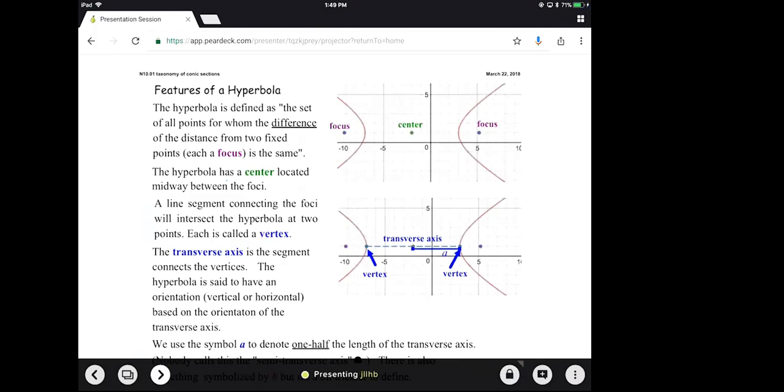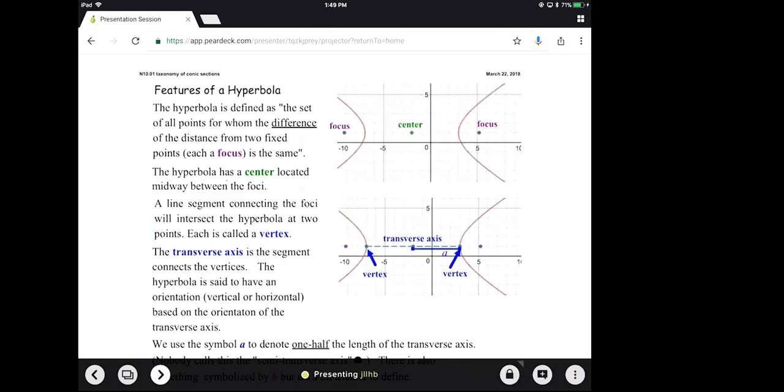Again, it has a center, which is halfway between the foci. And then the line segment, this gets a little strange. The line segment connecting the two foci intersects the hyperbola at two points. Those points are called vertices. Each one's called a vertex. And the transverse axis is the segment that connects the vertices.